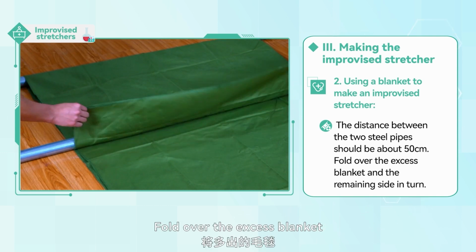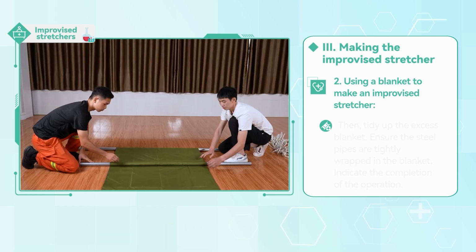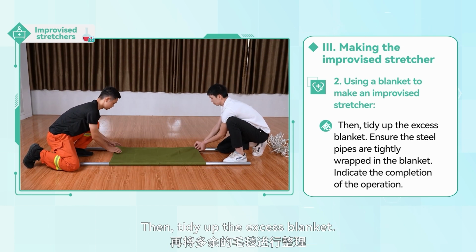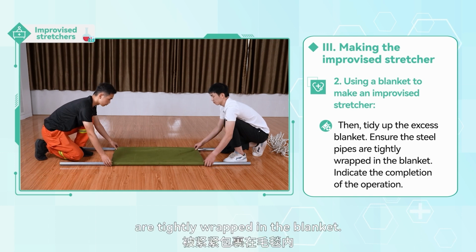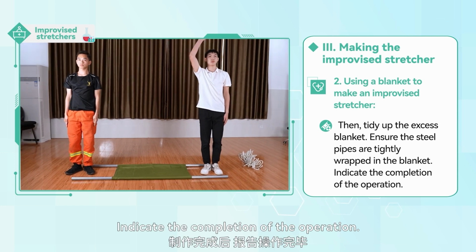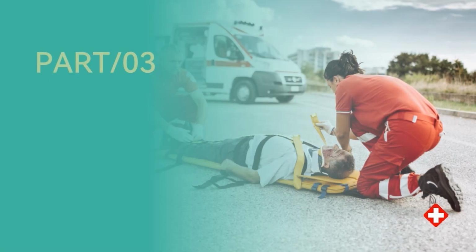Fold over the excess blanket and the remaining side in turn. Then, tidy up the excess blanket. Ensure the steel pipes are tightly wrapped in the blanket. Indicate the completion of the operation.